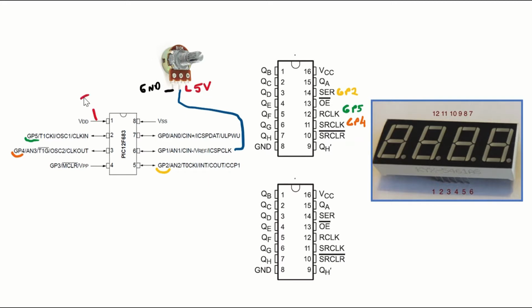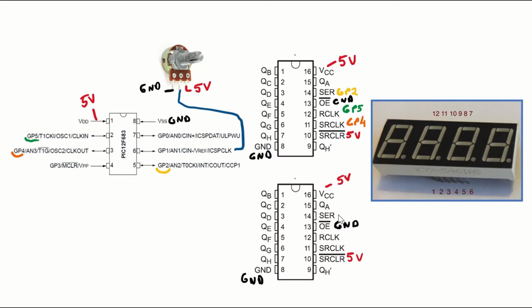Our VDD is going to be connected to 5 volts, VCC to 5 volts, and for the second shift register as well. And shift register clear pins will be connected to 5 volts, VSS to ground. Ground pins of the shift registers will also be connected to ground, and also the output enable pins of the shift registers will be connected to the ground.